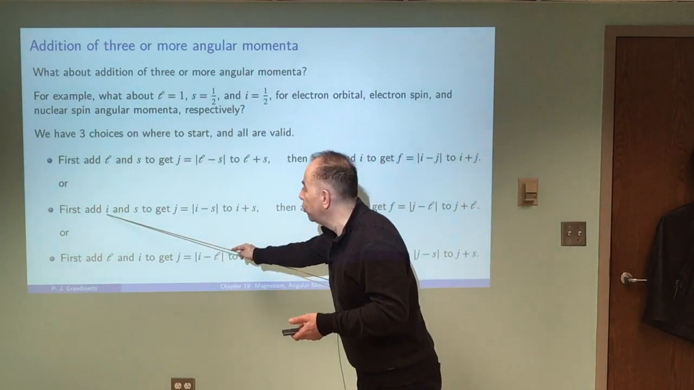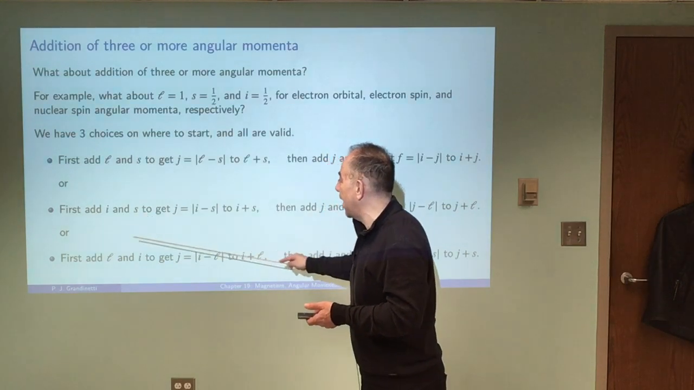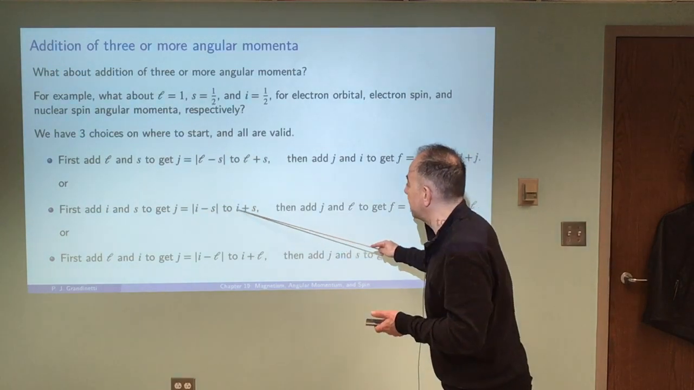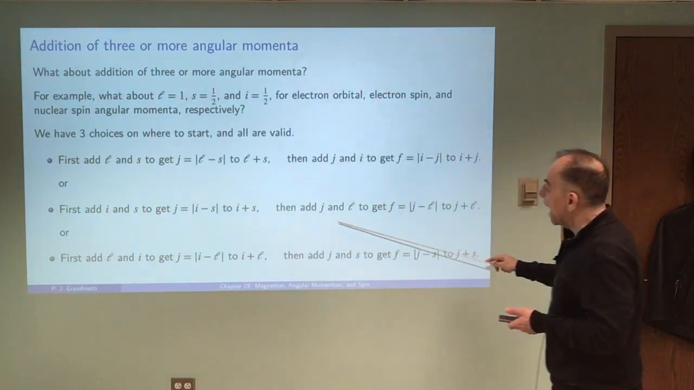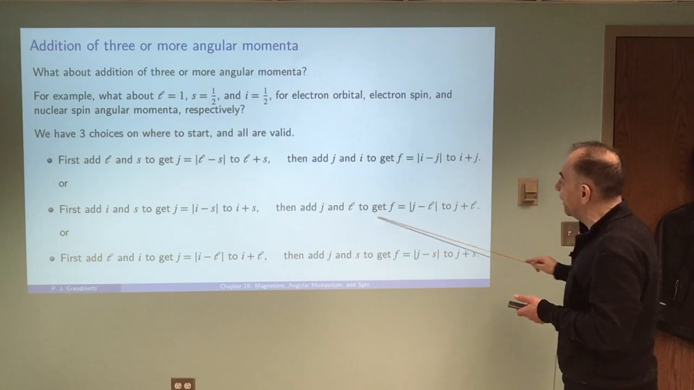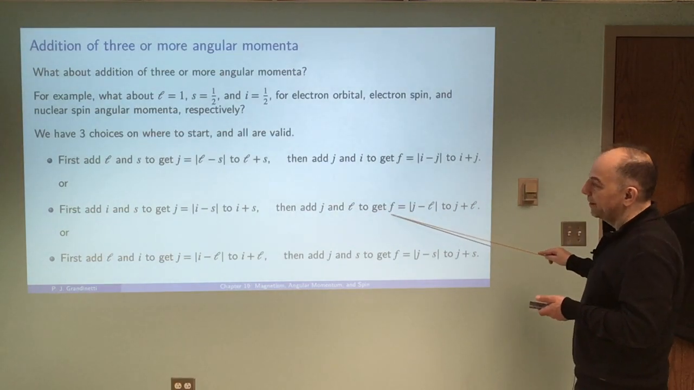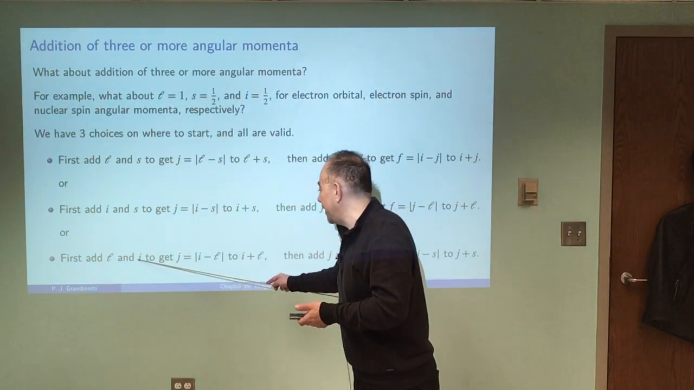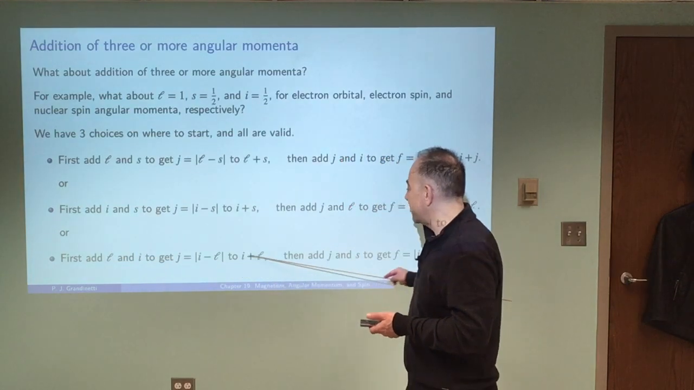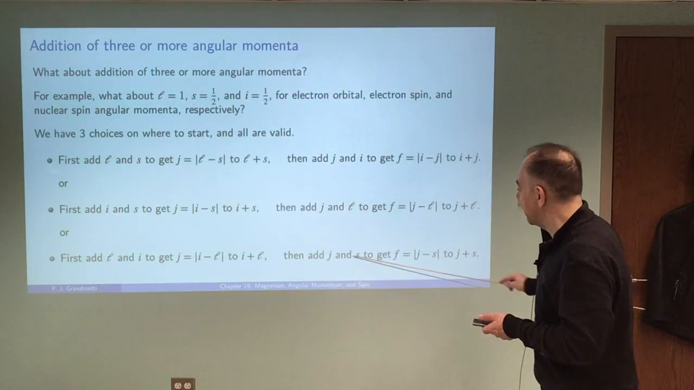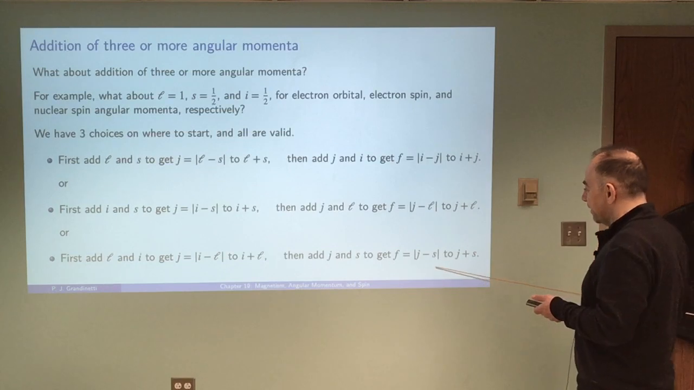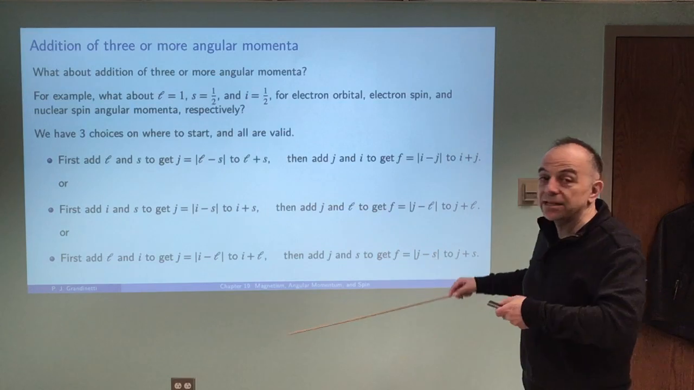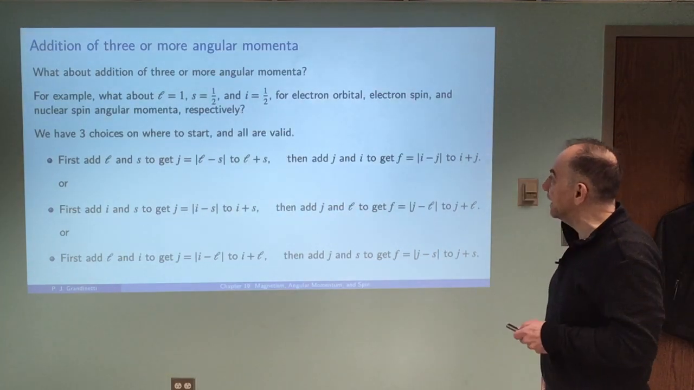You could have added, say, the nuclear and the electron spin angular momenta to get a J, which ranges from I minus S to I plus S, and then combined that J with the orbital angular momentum to get the total angular momentum F. Or you could have likewise added the orbital angular momentum and the nuclear angular momentum to get the total J range, and then added the S to the J's to get the total angular momentum range. So you can do that one of 3 ways. All of them will give you the right answer in the end.